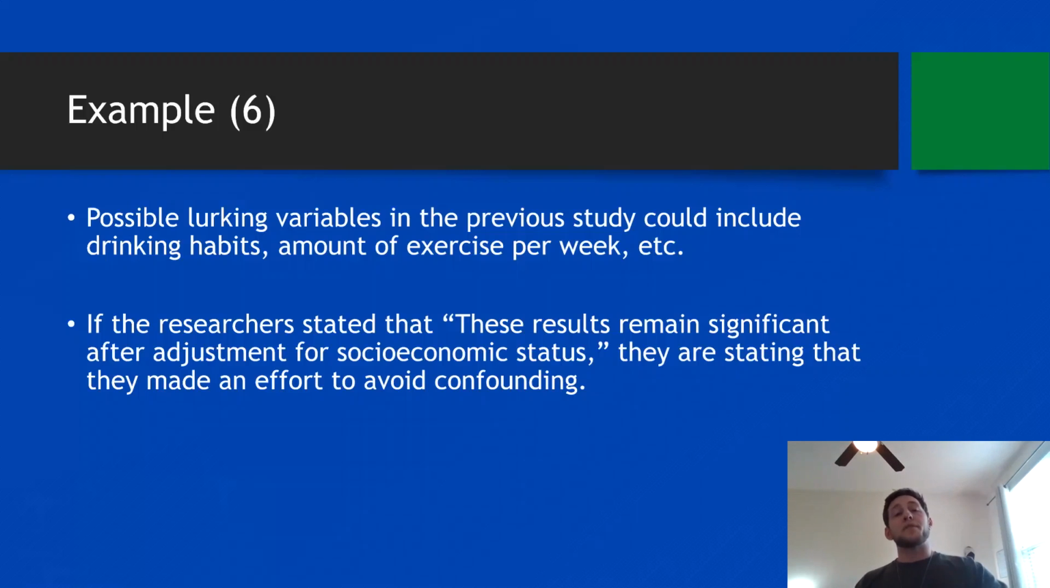And just so you know, if you ever see this in a research paper, if the researcher states something along the lines of these results remain significant after adjustment for socioeconomic status, what they're telling you by saying that is that they made an effort to avoid confounding. In this case, the researcher said, well, maybe socioeconomic status could have a role. So they attempted to rule out socioeconomic status, and when they did, the results were still significant. So they avoided confounding as far as socioeconomic status goes.